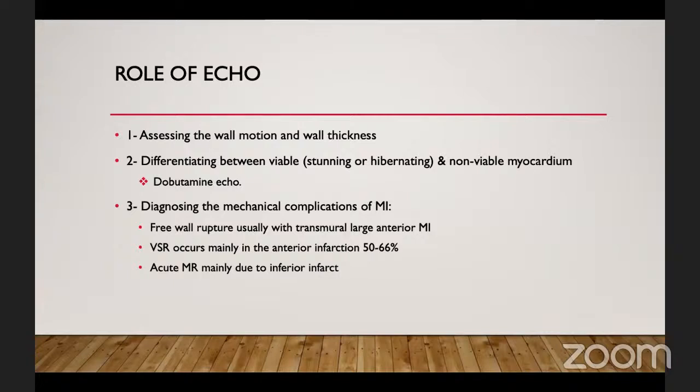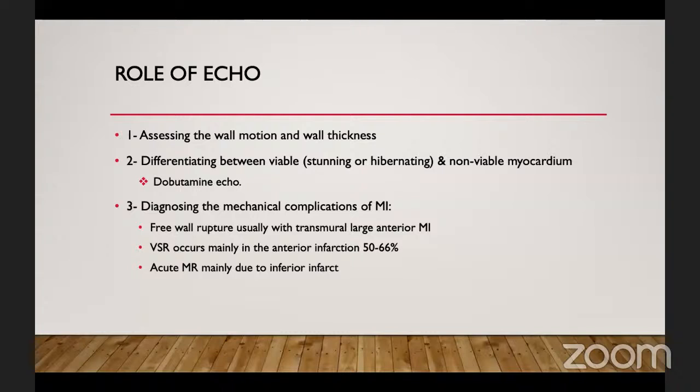One of the methods is to use a dobutamine stress test or dobutamine stress echo. A hibernating or viable myocardium will have two responses. With a low dose of dobutamine, there will be a rise or improvement in the contractility of that myocardium. And then with a higher dose, more than 20 of dobutamine, there will be a depression of the myocardial activity. And this is lacking in the non-viable myocardium.